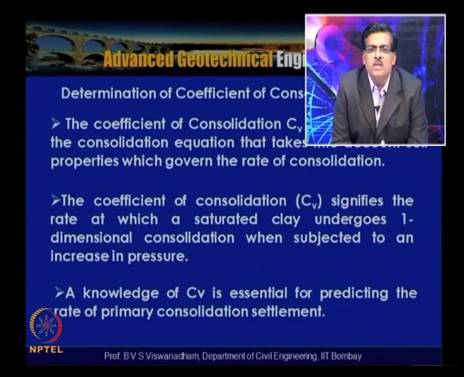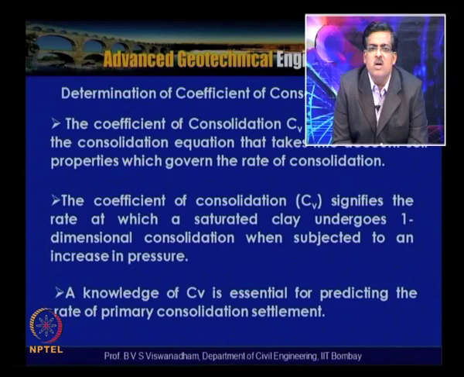Particularly when you have soils which are isotropic, it is assumed that the horizontal consolidation as well as the vertical consolidation are the same. But if the soils are anisotropic in nature, then the horizontal coefficient of consolidation and the vertical coefficient of consolidation are different. So naturally, Ch, the horizontal coefficient of consolidation, is actually more than Cv.